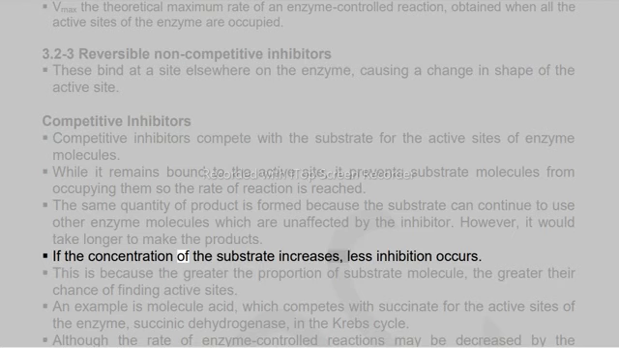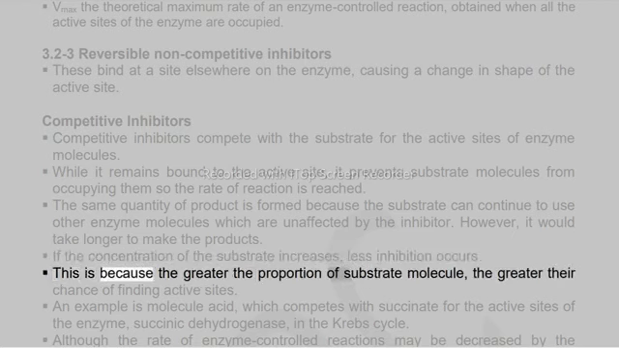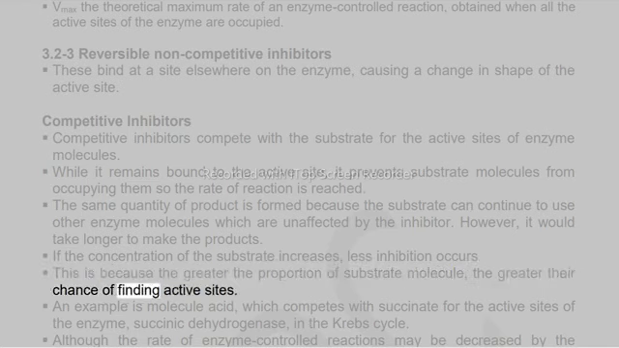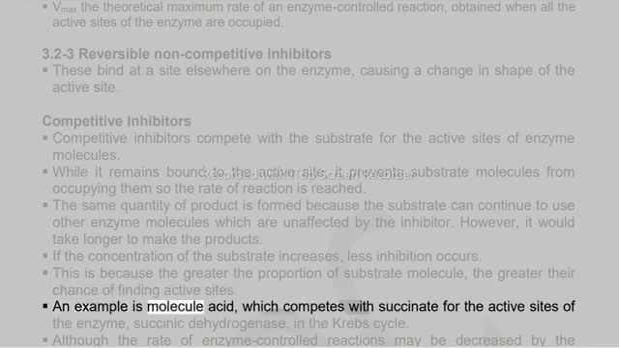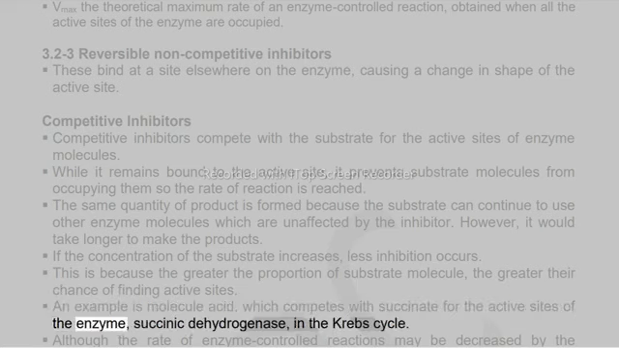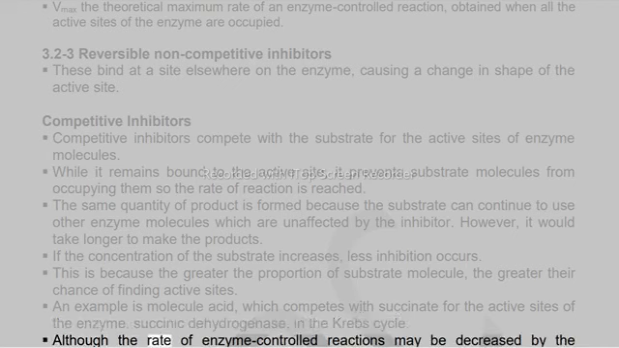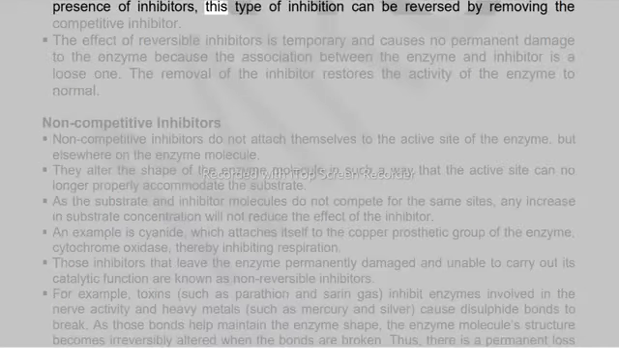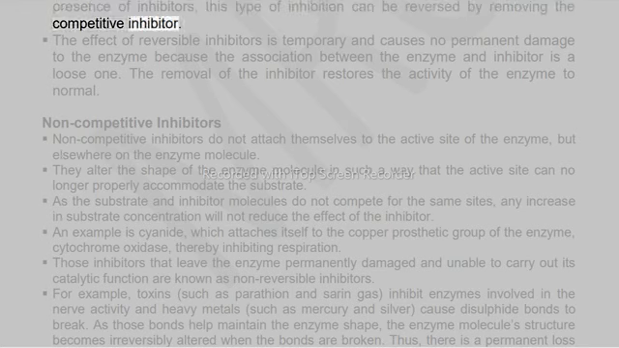If the concentration of the substrate increases, less inhibition occurs. This is because the greater the proportion of substrate molecules, the greater their chance of finding active sites. An example is malonic acid, which competes with succinate for the active sites of the enzyme succinic dehydrogenase in the Krebs cycle. Although the rate of enzyme-controlled reactions may be decreased by the presence of inhibitors, this type of inhibition can be reversed by removing the competitive inhibitor.